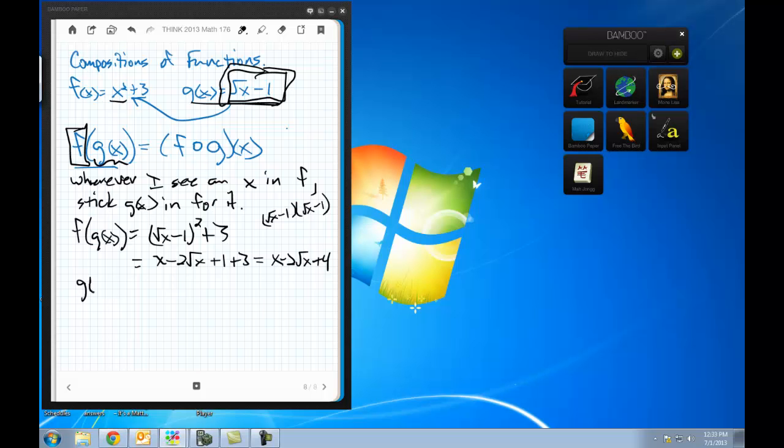Now, what if I compose them the other way? What if I do g of f of x? Now, journeyman mathematicians might say, well, why isn't it the same thing?